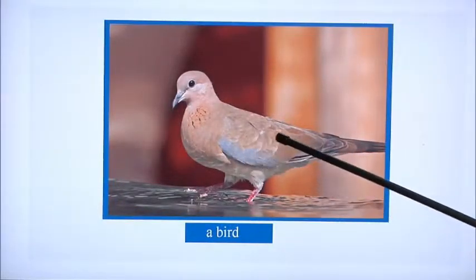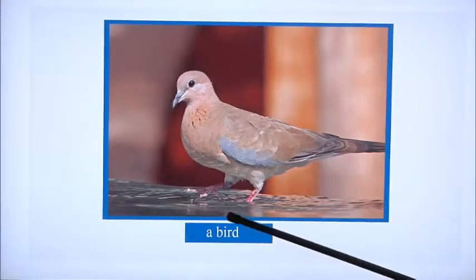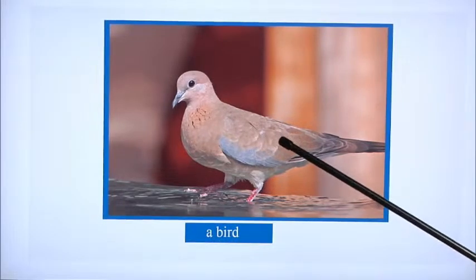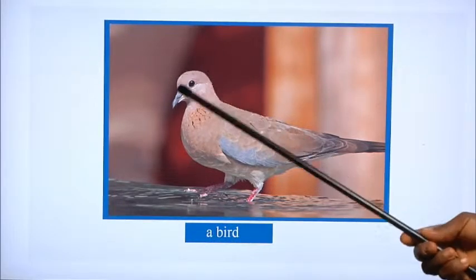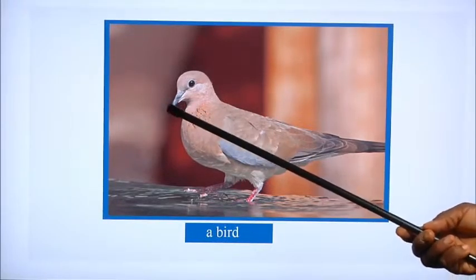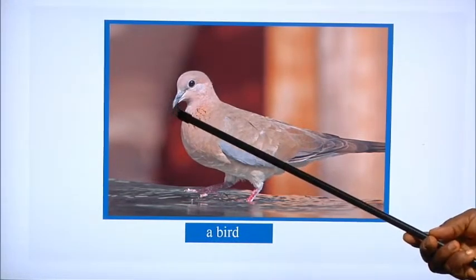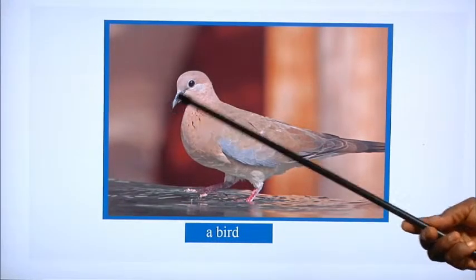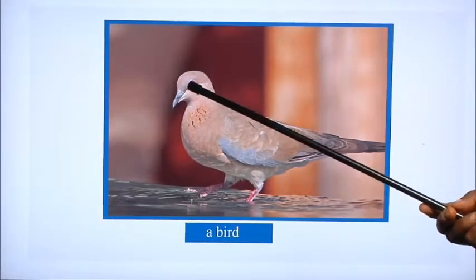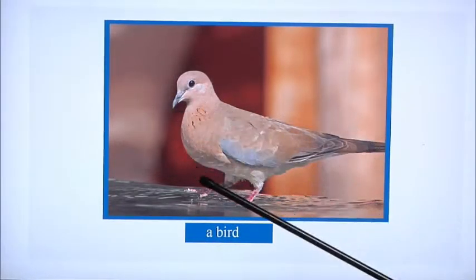Learners, what is this? A bird. Now, what type of bird is this? A dove. Now, let's look at the dove. The dove has a beak, and it uses its beak to eat. They pick their food with their beaks. The eye also helps you to see things around. Now we have feathers.